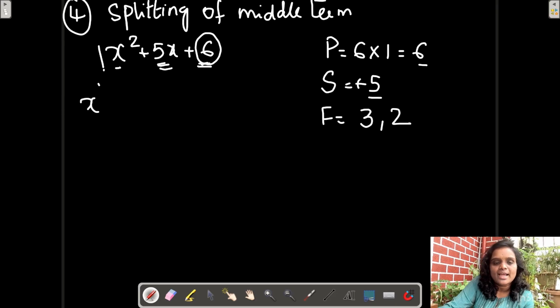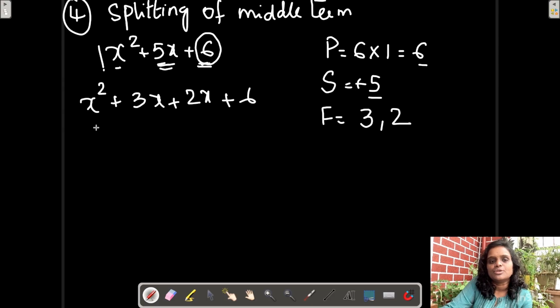Very good. Now write x square plus, instead of 5x, you can write it as these factors, 3x plus 2x plus 6. Very good. Now take these two first terms. Take x common in these two. The common factor is x. What is left out in this first term after I take x? It will be x plus 3.